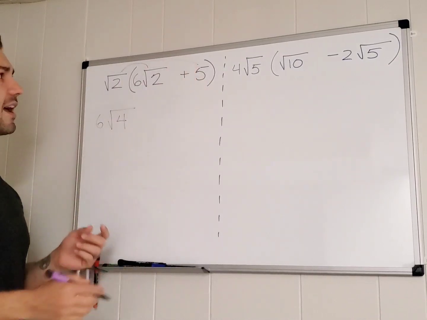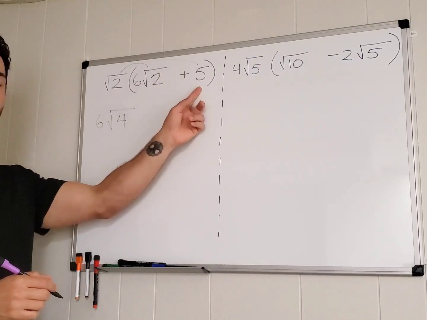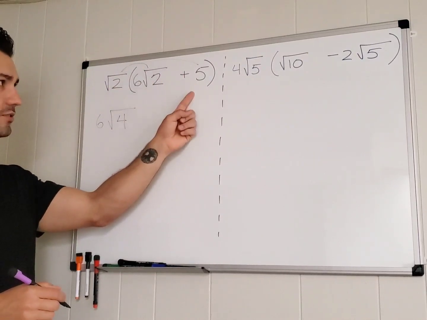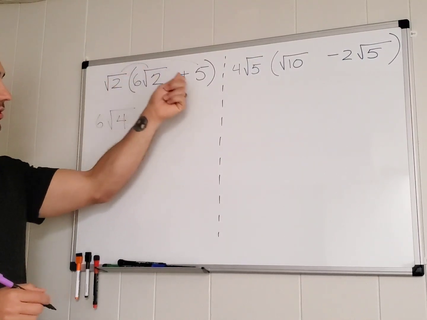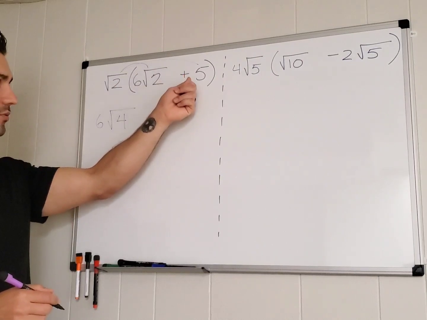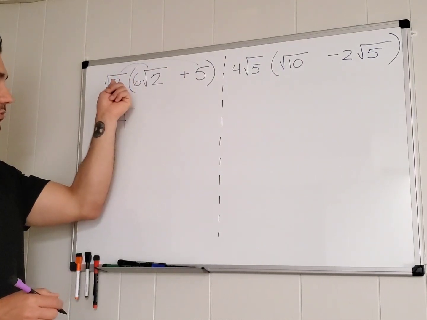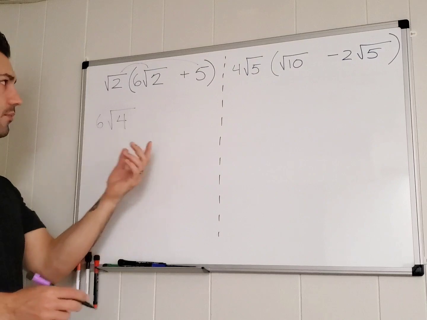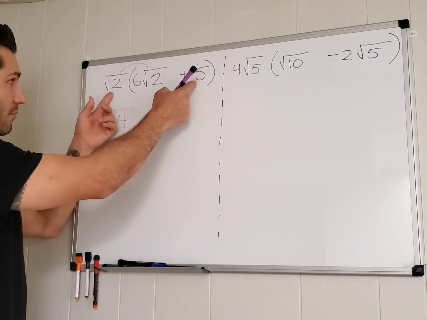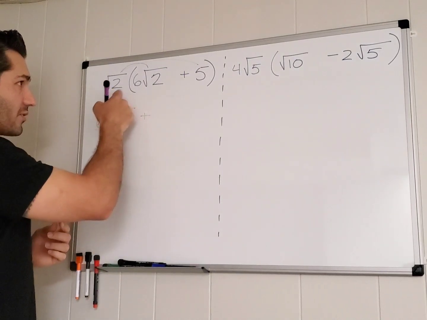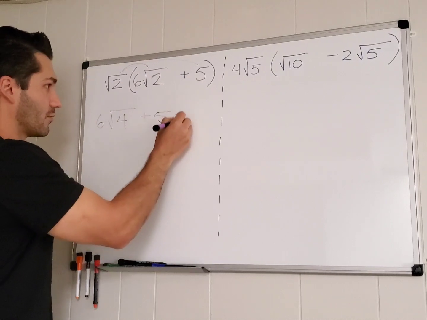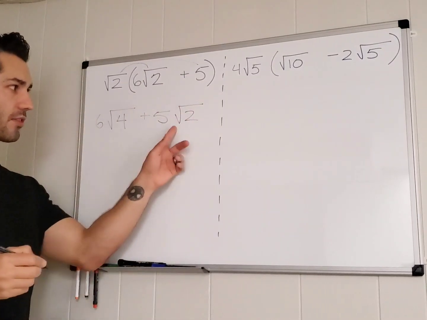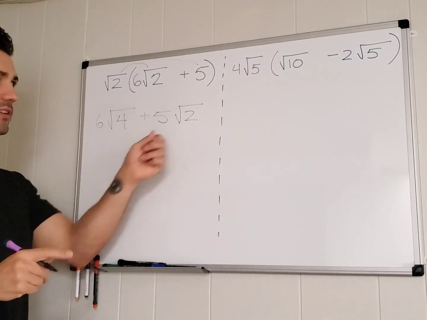Radical 2 times 5. Common mistake, people love to write radical 10 here. This is not radical 10. This is a radical, this is just a regular old integer, just a plain old number. Remember, you could do radicals with radicals, numbers with numbers. These don't actually get multiplied, so radical 2 times 5 is just 5 times radical 2. Nothing happens here, it just stays like that, okay?